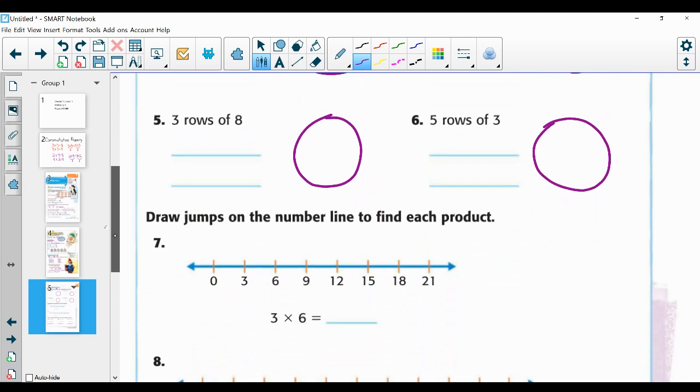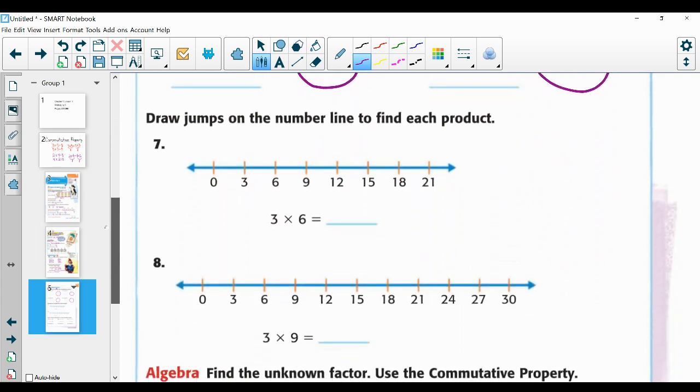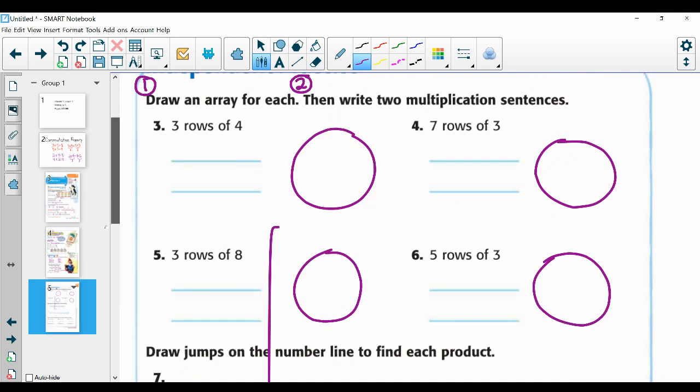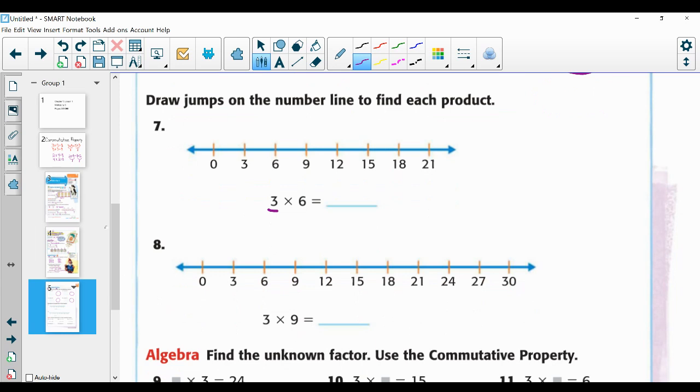Draw jumps on the number line to find each product. Okay, remember that it's hops. Oops. Okay, that shouldn't have happened. I don't know why that happens. Must be something with my hand. Okay, remember that it is hops of this many spaces. Oh, actually, they've already got the skip counting there for you, so never mind. I just noticed that. So let me erase this.